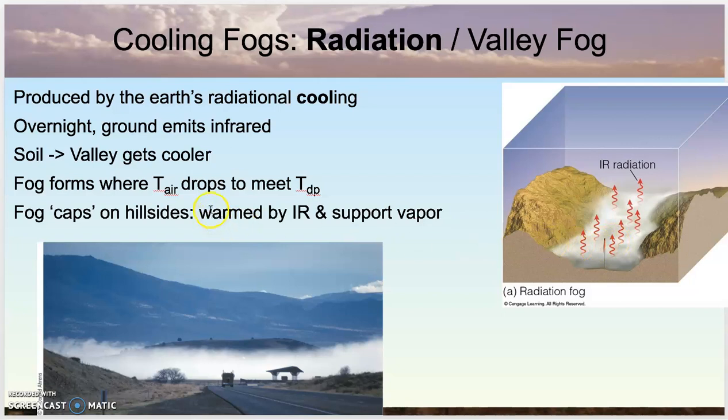The fog has a lid or a cap on it up on the hillsides, and the fog disappears in that area because those hillsides are warmer and they really support the vapor. They don't support the condensation. So you'll hear about a blanket of fog in the valleys, but that fog is not going to rise up through the valleys because this area along here is warmer from the infrared radiation. That's why we call it a blanket of fog, radiational fog.